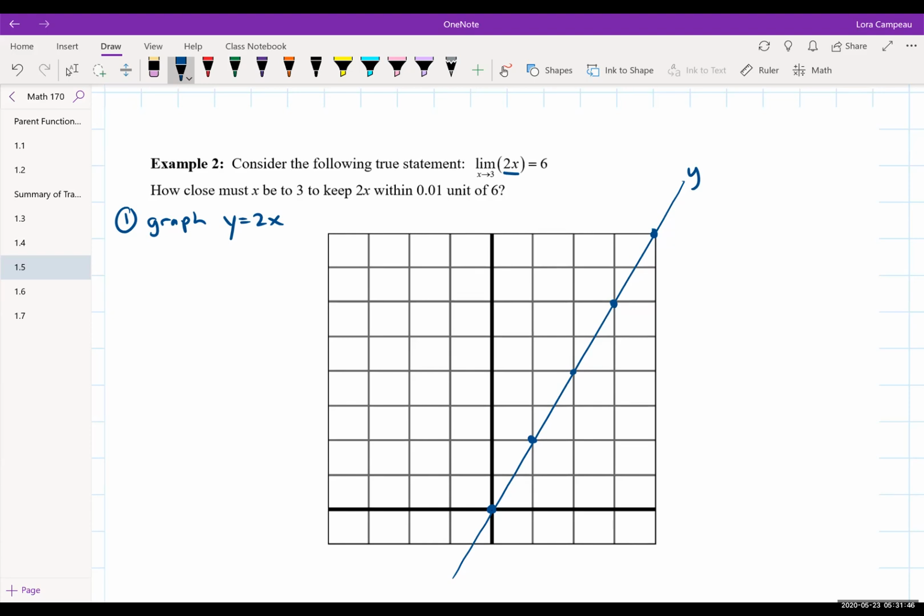Now, the next thing I want to talk about is I want to mark where the particular x value in question is. So if I'm really deconstructing this question, they're asking how close must x be to 3? So I'm going to mark where x equals 3 is. And we're going to assume the way we have our coordinate system that every tick mark is a unit. So I'm going to mark where x is equal to 3. So that's going to give me some usefulness there.